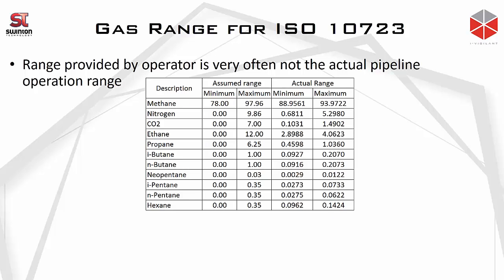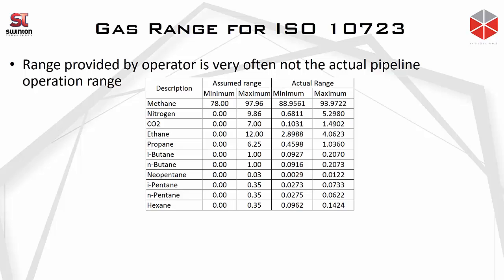Now, this is the gas range that we use for the ISO 10723. A lot of times, the gas range provided by the operator is not the actual pipeline operator range. This is one of the examples from the ISO 10723 report, where, for instance, methane is assumed to have a range between 78 to 98%. In the actual case, it's only 88 to 94%.